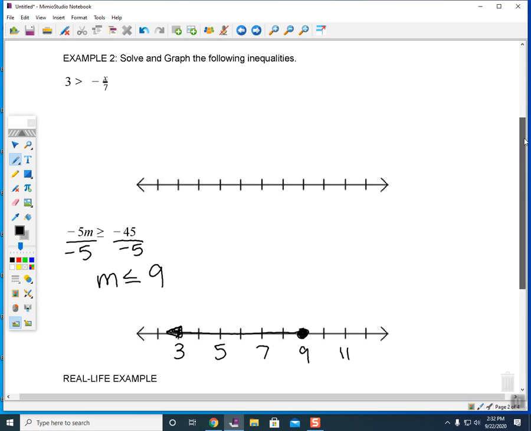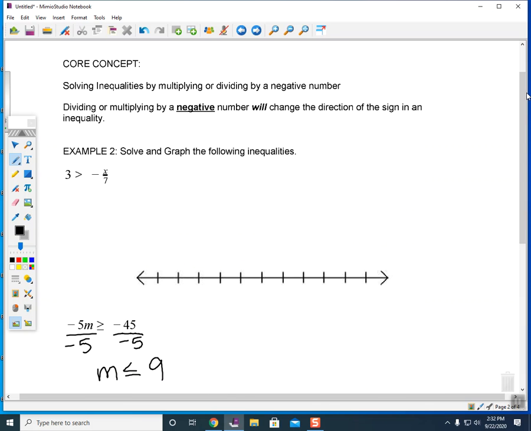The reason I want to do this one second is because it's a little more complicated. I've got 3 is greater than negative x divided by 7. If I want to get x by itself and I want x to be positive, I'm going to multiply both sides by negative 7.